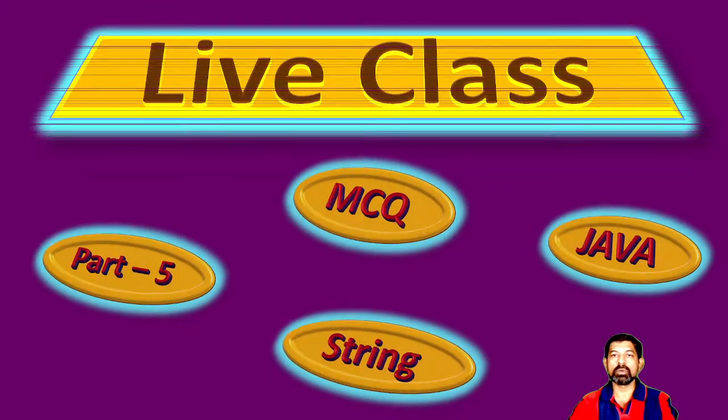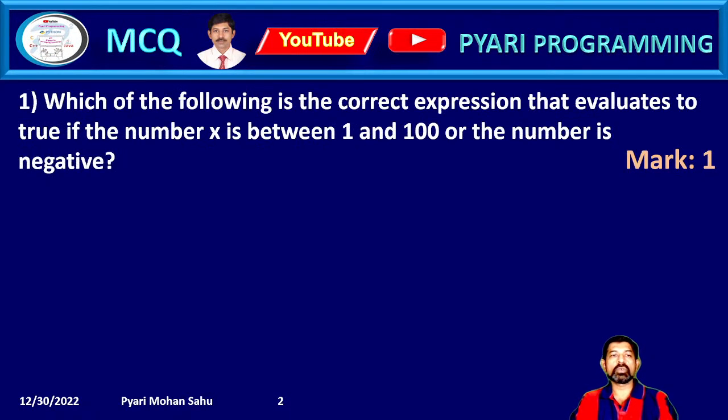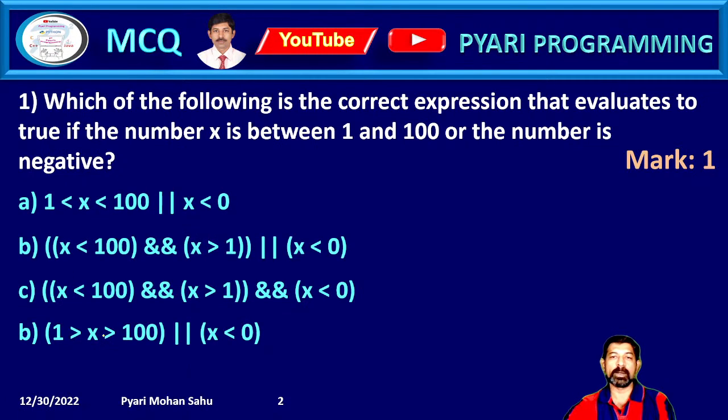Okay, so now the first question says: which of the following is the correct expression that evaluates to true if number x is between 1 and 100? Simultaneously, quickly you have to give the answer. I'm giving you the options earlier.